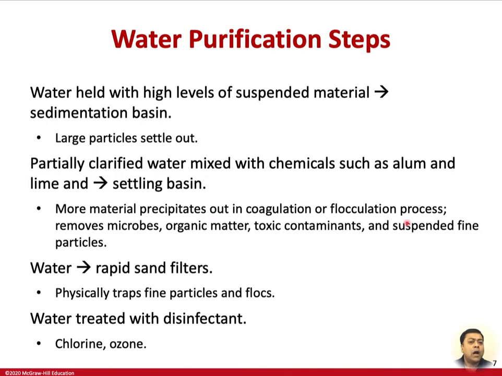So what are the water purification steps? So the first thing, the water is held in high levels of suspended material in the sedimentation basin. And you can see that right here, the large particles settle out. And then partially clarified water is mixed with alum and lime in the settling basin. And more of the material precipitates out by this coagulation and flocculation process. This removes the microbes, organic matter, toxic contaminants, and suspended fine particles as well.